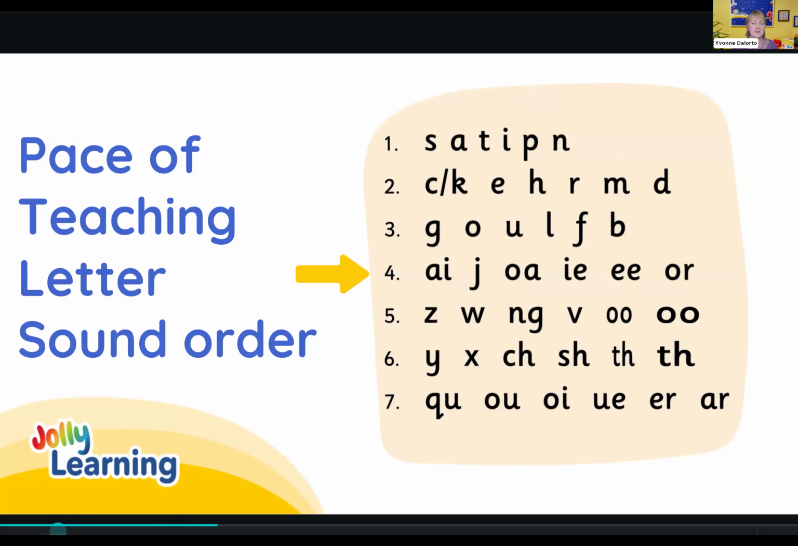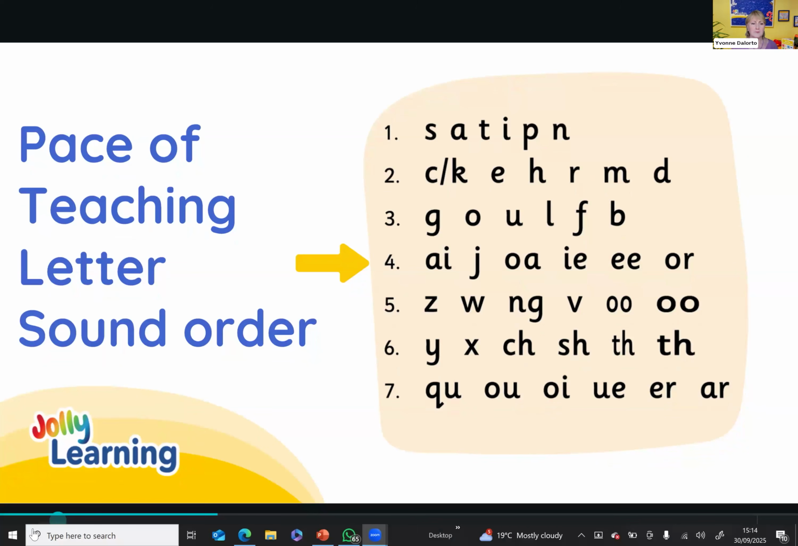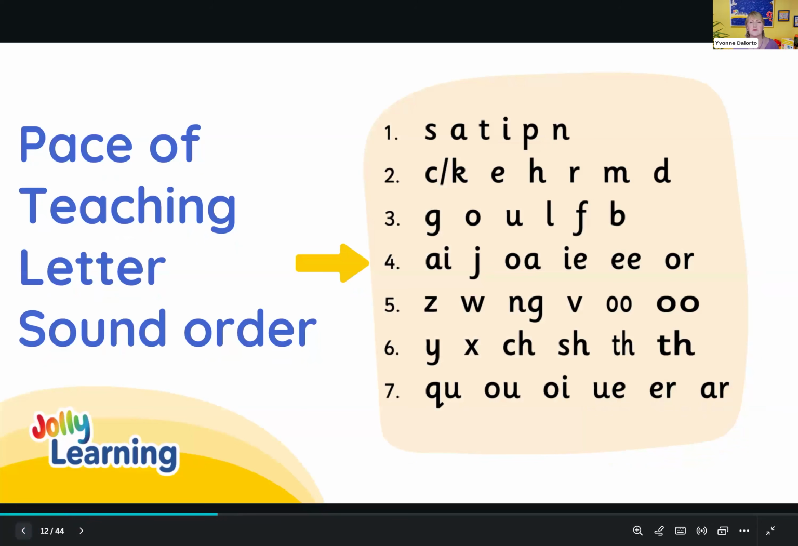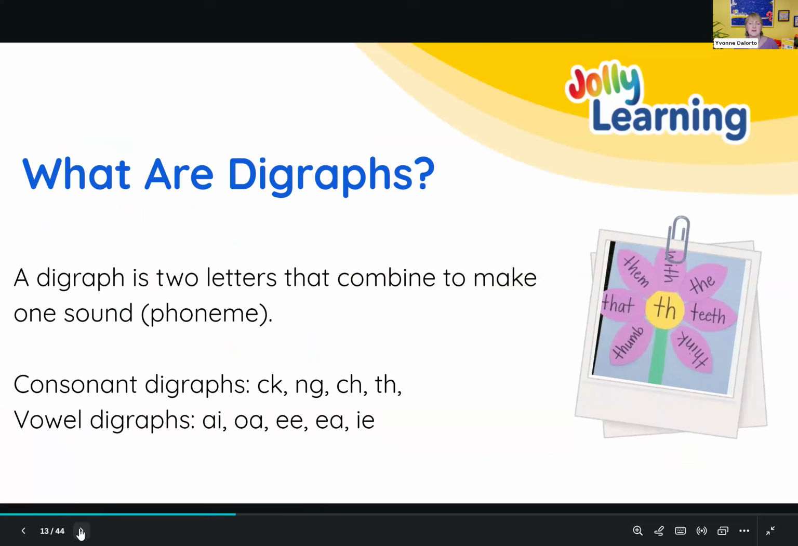But in order to do that, we've got to make sure, oops, let me go back. I think I've jumped one. Yeah. In order to do this, we've got to make sure that they are secure in certain areas. So let's have a look at what a digraph is. So what is it? It's 2 letters making one sound. They're combined to make one sound. And we have consonant digraphs and we have vowel digraphs.